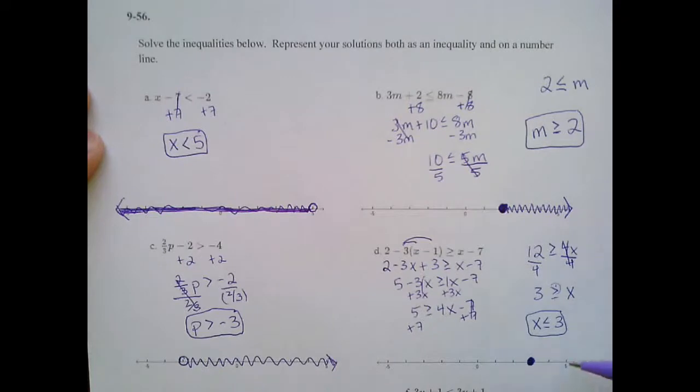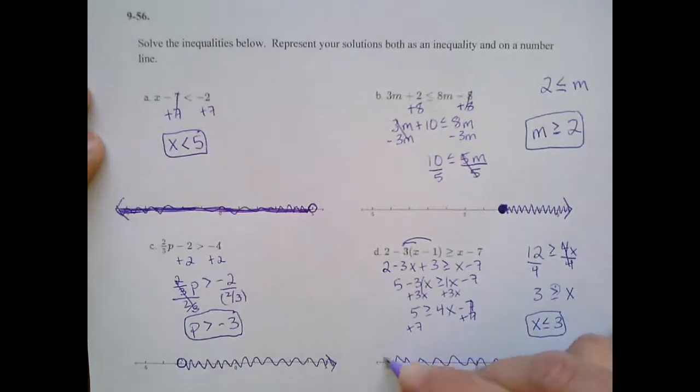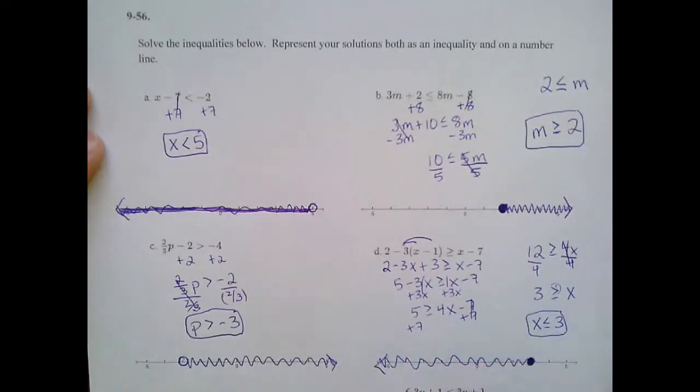Well, things that are less than 3 are like 2, 1, 0, and all the negatives. So that means that all these values to the left here are going to be the values that I'm interested in. So that's where the shading is going to be.